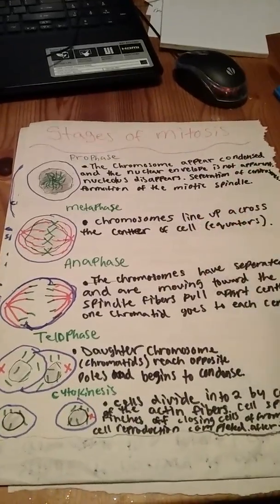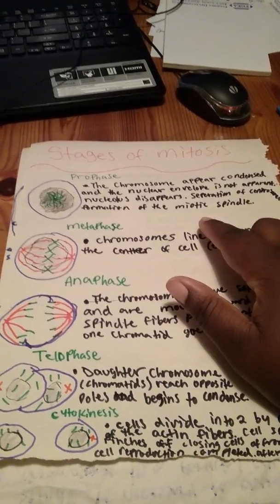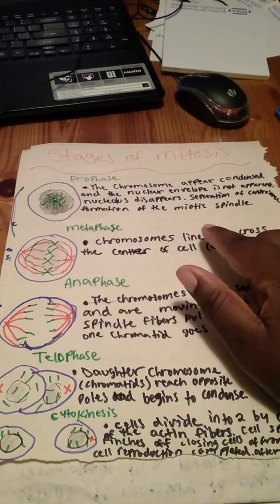Stages of mitosis. Prophase. The first stage is the chromosomes appear condensed, and the nuclear envelope is not apparent. The nucleolus disappears.